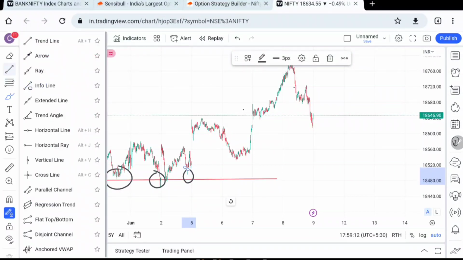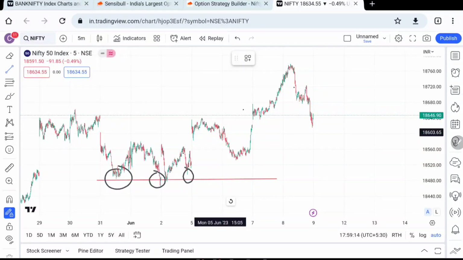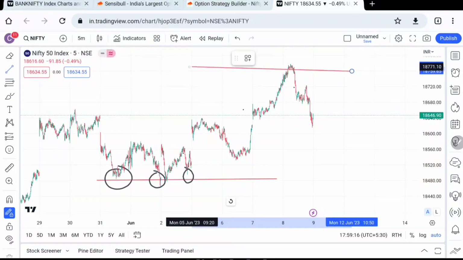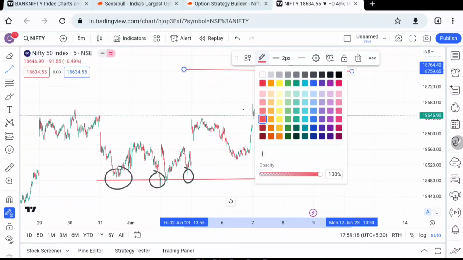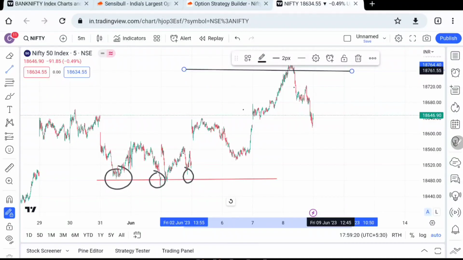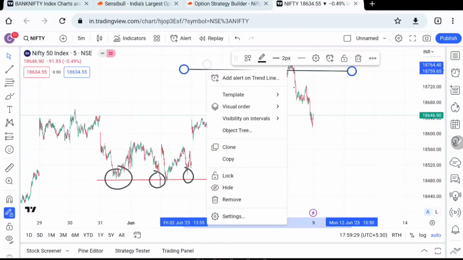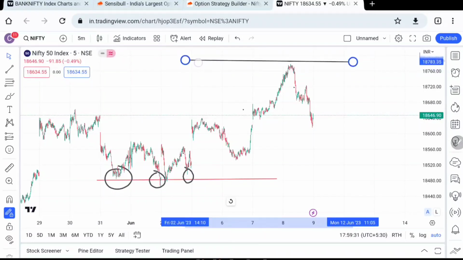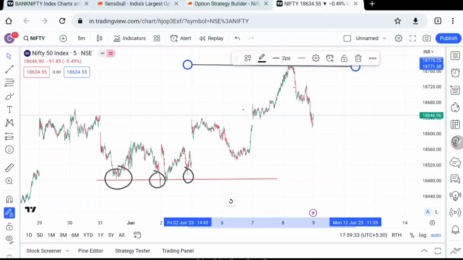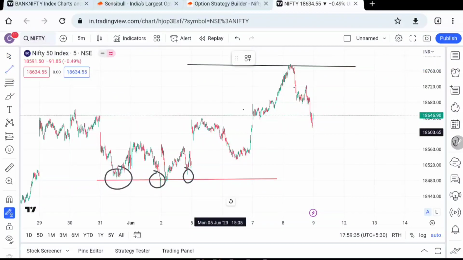And then the next part is resistance. I draw it with a black line. So this is a resistance. I drew it a little bit lower, so I can just move it up. Okay, here is the resistance. I will draw more resistance lines.